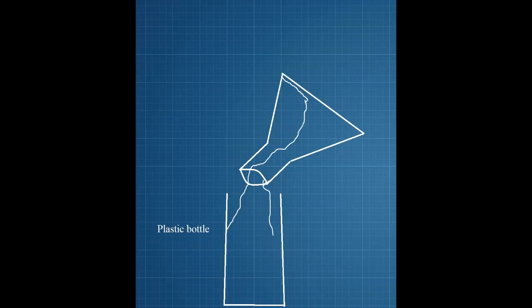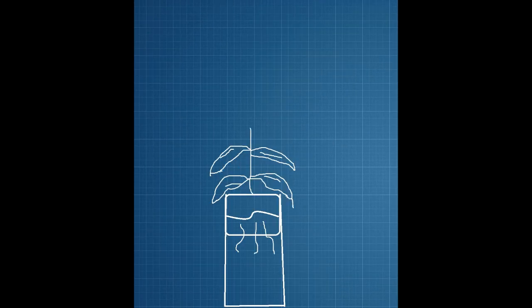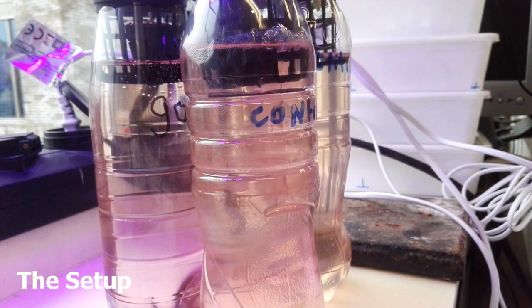In order to keep the experiment cheap, we used plastic bottles as reservoirs. We then add the plug with the mint to the plastic bottles. And now, we wait.